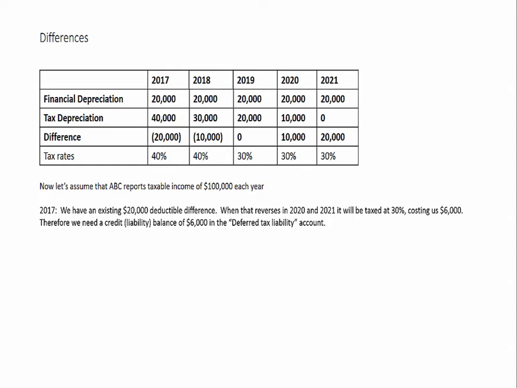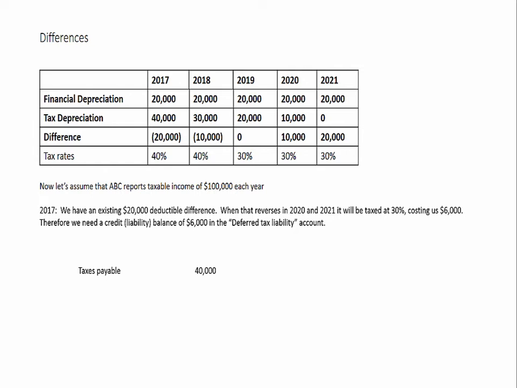That means that based on the existing originating differences at the end of 2017, we need a deferred tax liability of $6,000 in the deferred tax liability account. Again, that $6,000 is the amount of the existing temporary difference, the $20,000 deductible difference, how much that will cost us when it reverses in the future, being taxed at 30%.